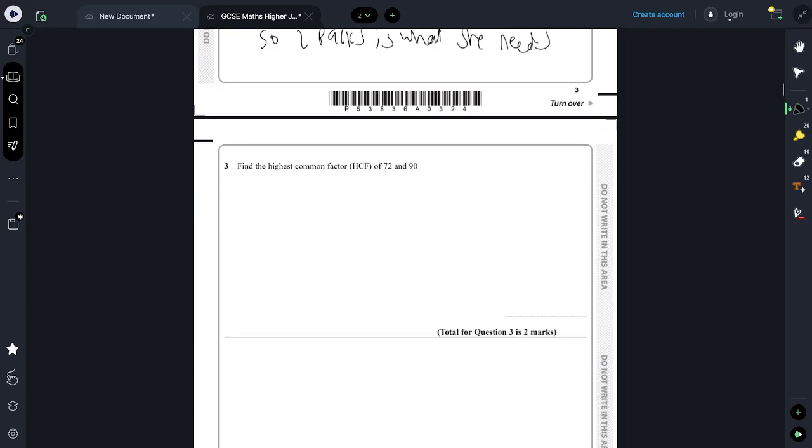Okay, question 3. Quite a standard question: highest common factor of 2 numbers. You can do this 2 ways. Now, the highest common factor is the largest factor that goes into both 72 and 90.